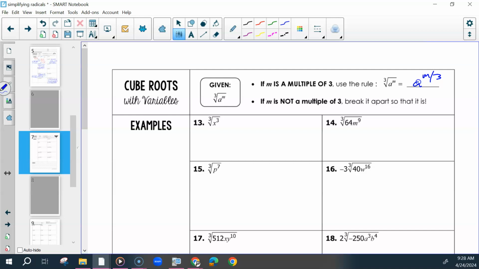So for this one, using the rule, this is a multiple of 3. This would be x to the 3 over 3, which would simplify to be what? If I'm using the rule we've kind of been doing, 3 goes into 3 how many times? Once with nothing left over, so that would just be x. Or you could expand it. And I have a group of 3 that would come out with nothing left over.